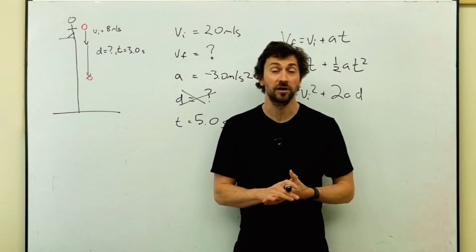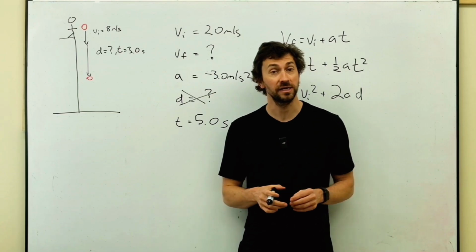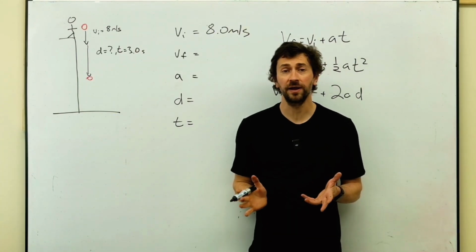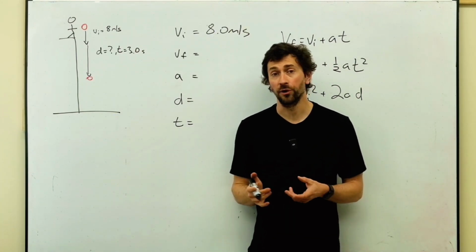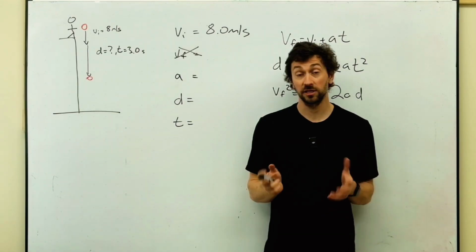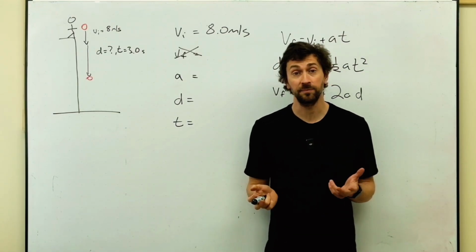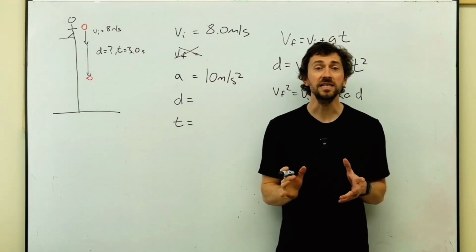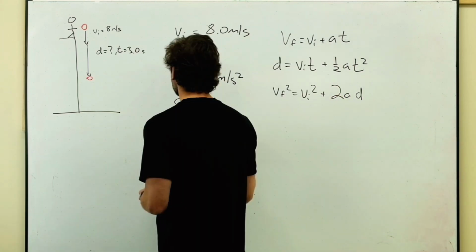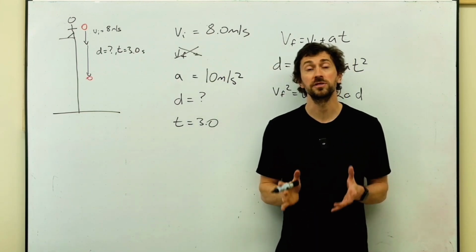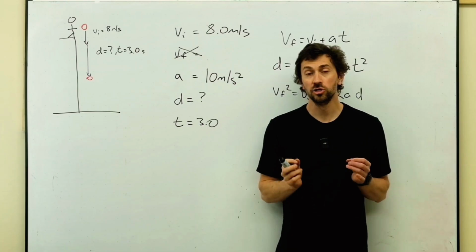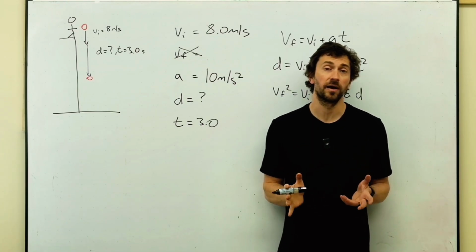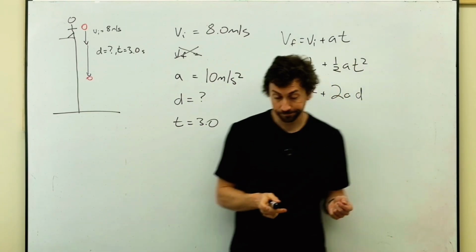So let's write down the variables that we know. The initial velocity is 8. What about V final? This is the variable that I don't know and I don't care about. Acceleration is going to be g, which is 10 meters per second squared. D is what I'm looking for, and time is 3.0 seconds.